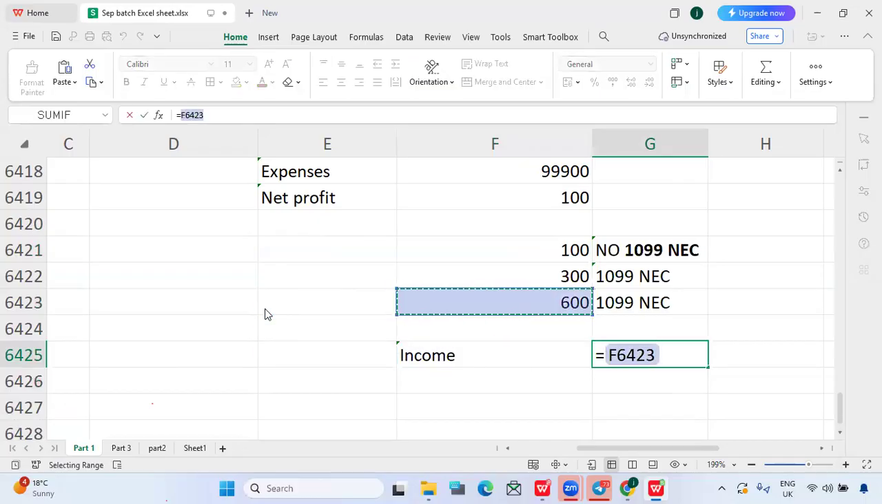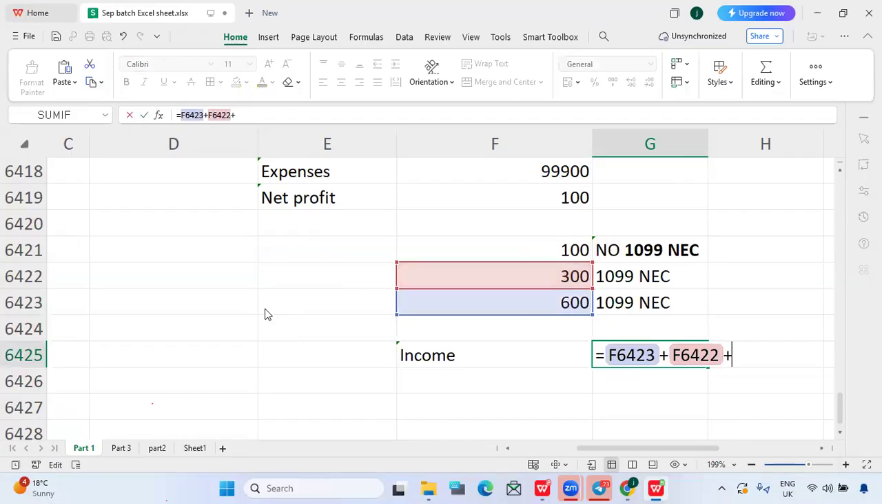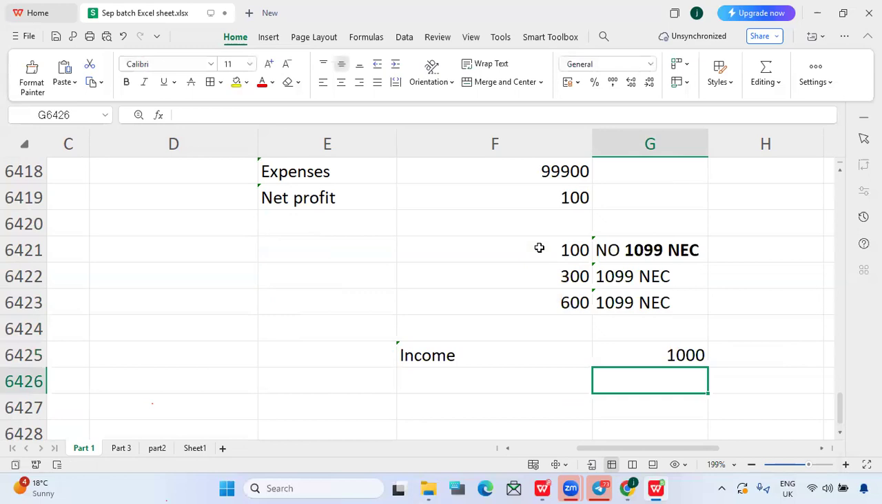So can we escape from this? We must report. So this you must report. What about 100? That is also income. You must report. Even though you haven't received any NEC document, it doesn't matter. It is your income, right? So you must pay taxes on the same.